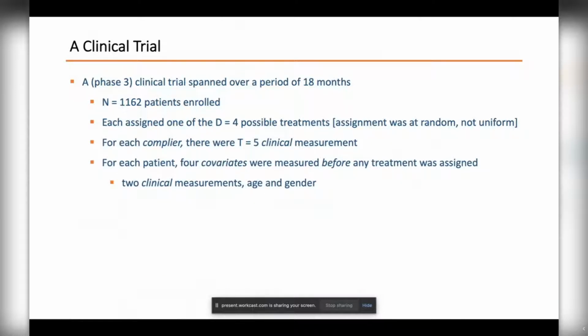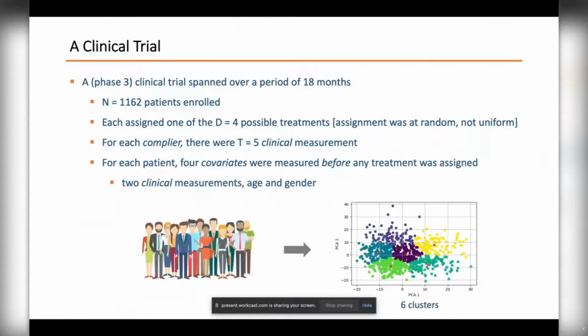Just to give a little bit more color on the data, for each patient, in addition to these 5 clinical measurements, we had 4 covariates that were measured before the treatments were assigned. There were 2 clinical measurements coming in, age and gender. So really, it's a very simple set of covariates. Based on these covariates, for example, one could do natural clustering, and it turns out there's a nice clustering into 6 clusters. Here's just a PCA visualization of that.